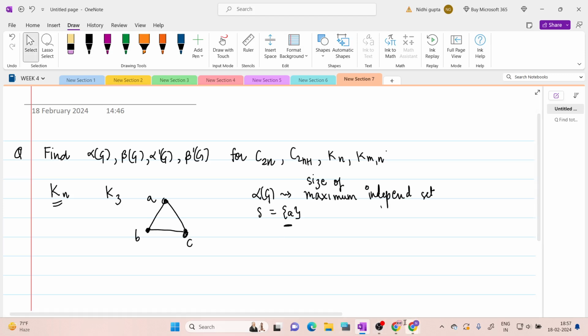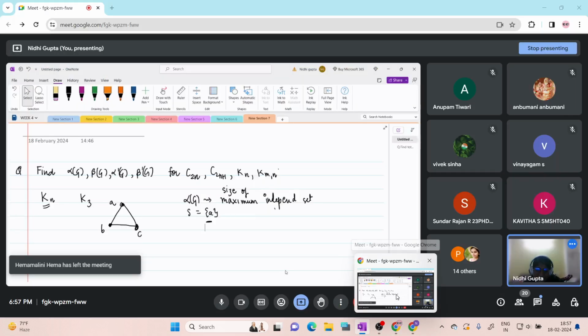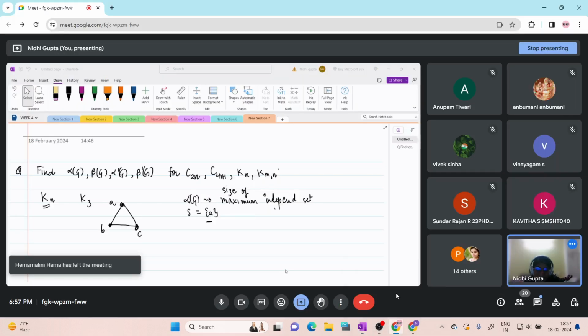A singleton set is trivially independent, right? Because if we have just one vertex, there cannot be any edge within that vertex. So the size of the maximum independent set is 1 here. Is it clear?